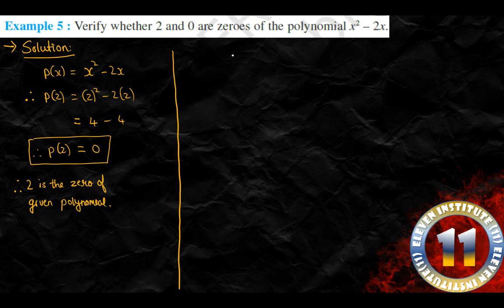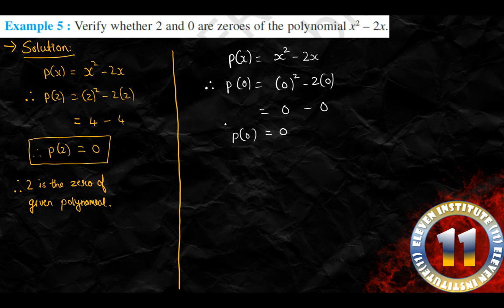Yes, so again I will write the polynomial over here. p(x) is equal to x square minus 2x. Now instead of x we will write the value 0. So p of 0 is equal to 0 square minus 2 into 0. So again 0 square is 0, minus 2 into 0 is also 0, and 0 minus 0 is 0. This game is being played with us. So p of 0 is also 0.